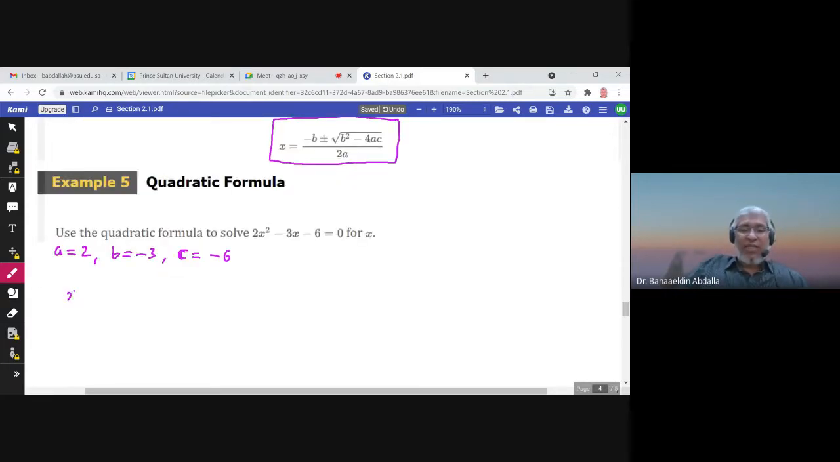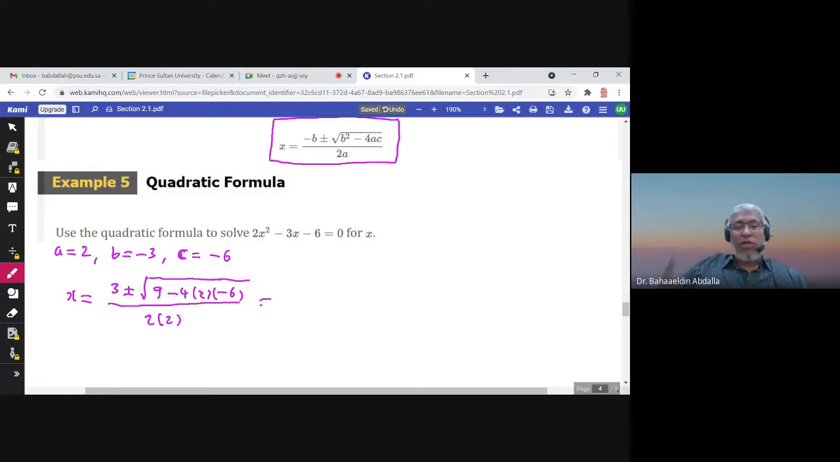It says x is equal to negative b. b is negative 3, so negative b would be 3, plus or minus the square root of b squared. Squaring negative 3 gives 9, minus 4 times a, which is 2, and c is negative 6. So this is negative 4ac, all over 2 times a, which is 2.